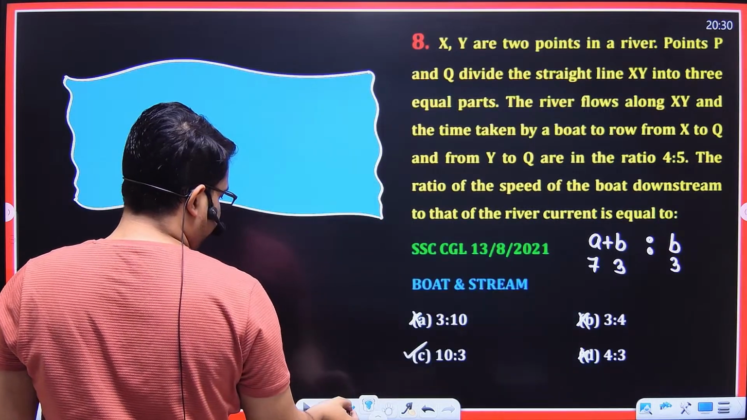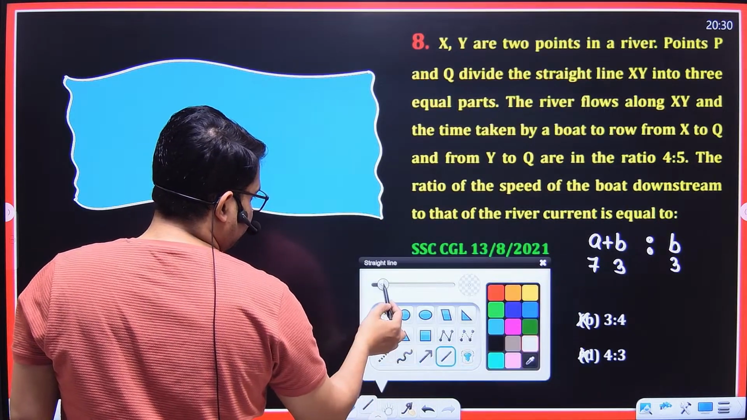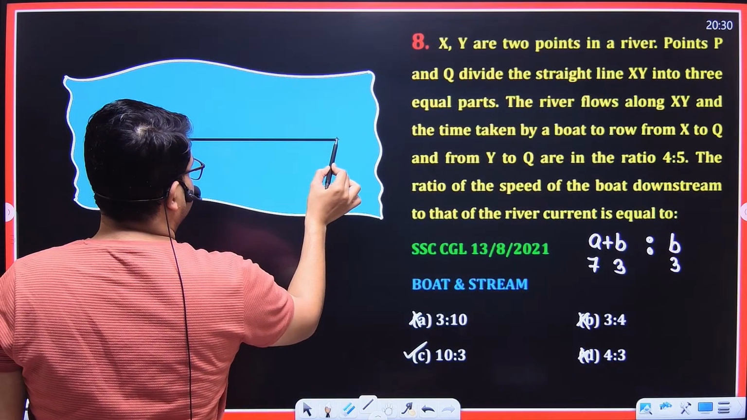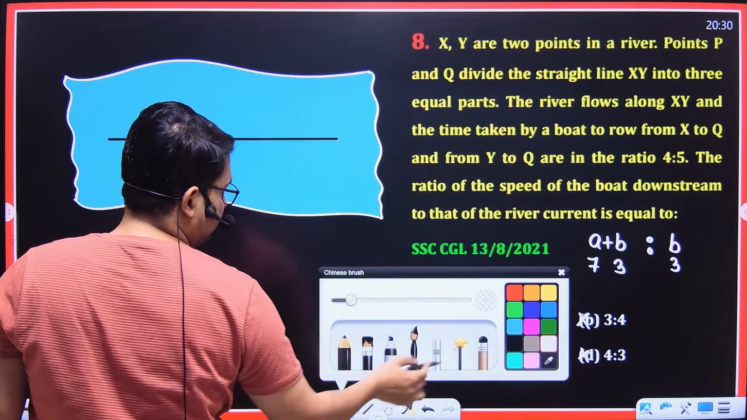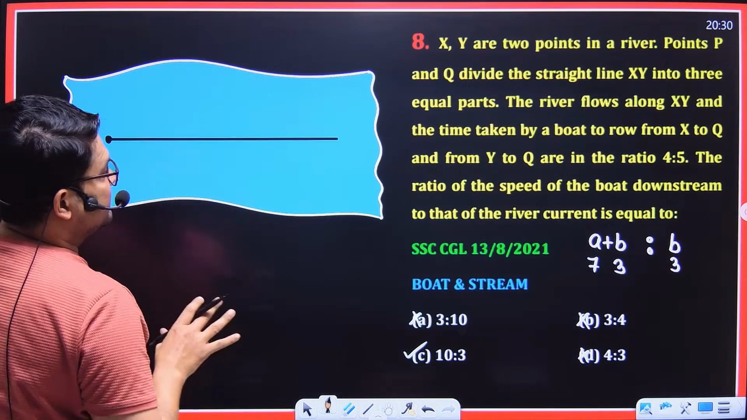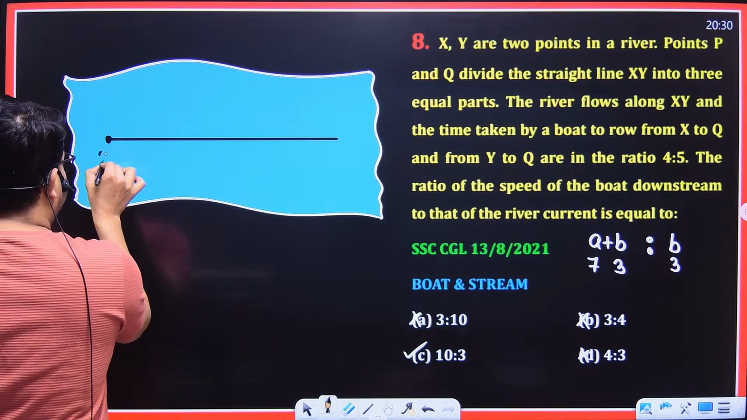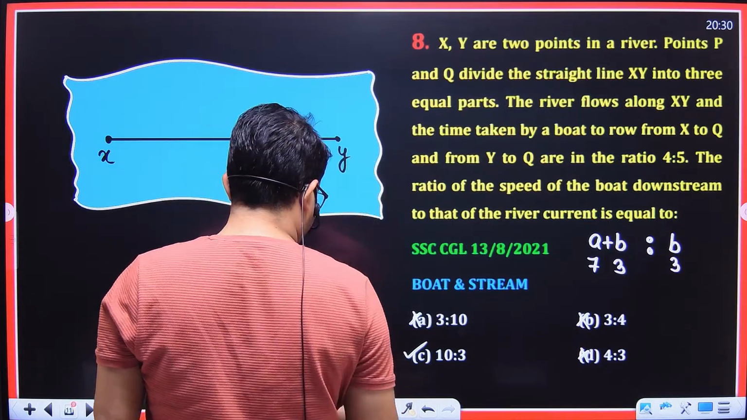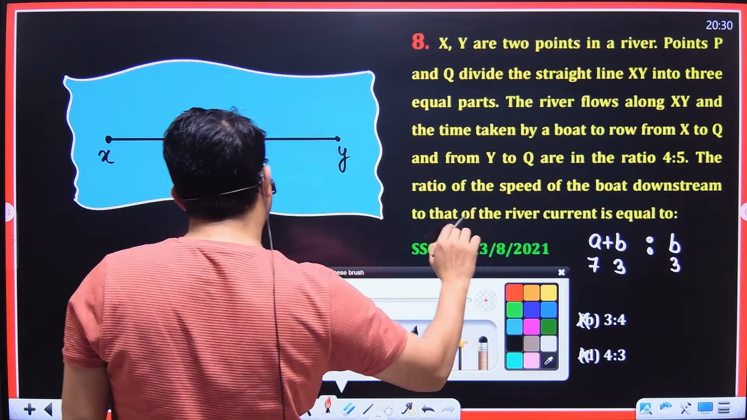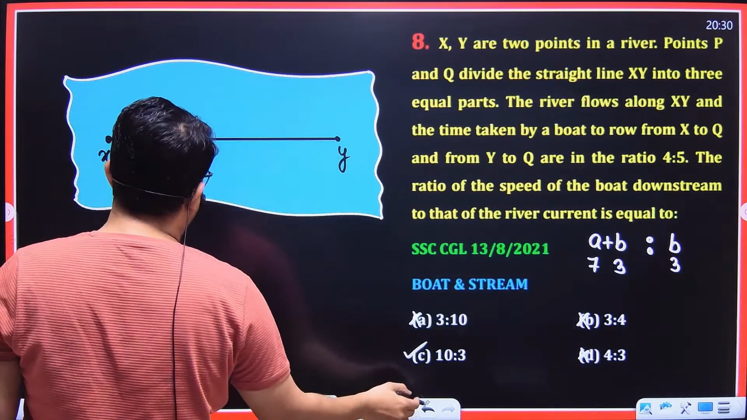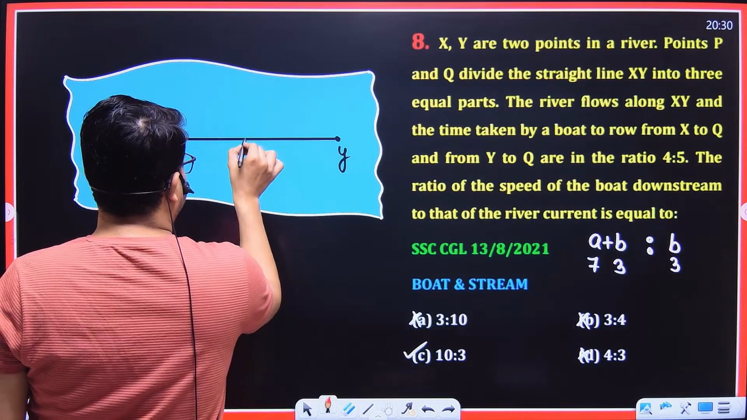This one is our river. We have a path here. Suppose this one is the path, and this one is a point. X and Y are 2 points. This one is my point X, and this one is point Y. These are 2 points, and in between we have two other points. This one is my point P, and this one is point Q.